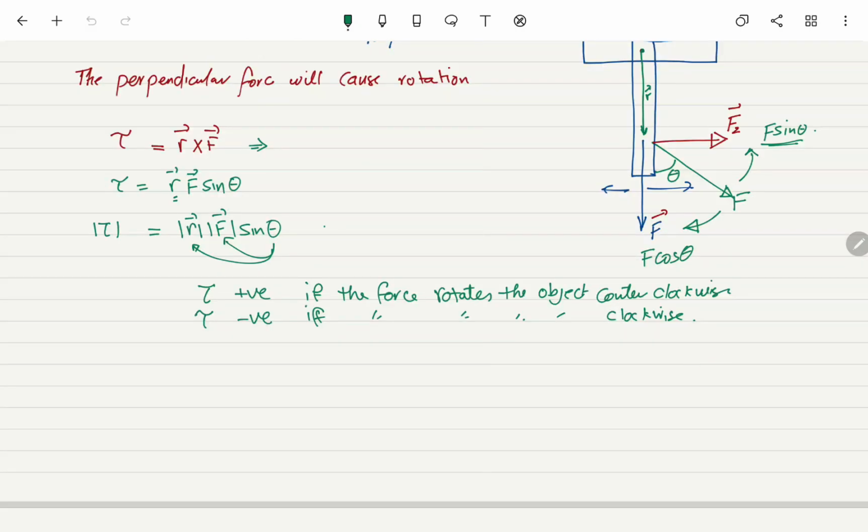So if we have this situation here, and here's the rod, and there's a pivot point here. If the force is directed this way, then the torque in this case is positive. And in the other situation, when the force is applied like this one here, then the torque is negative.